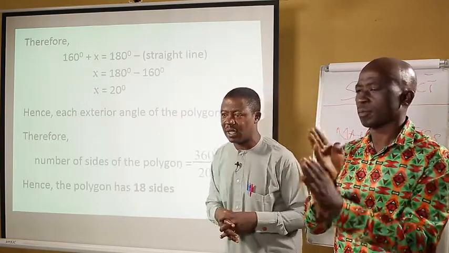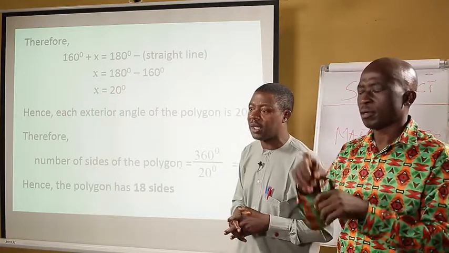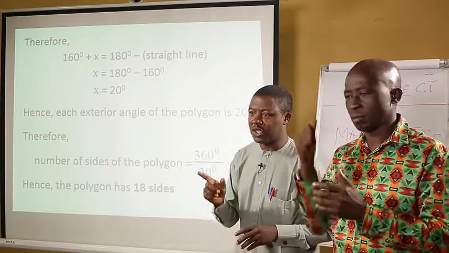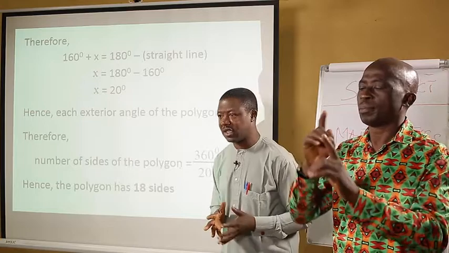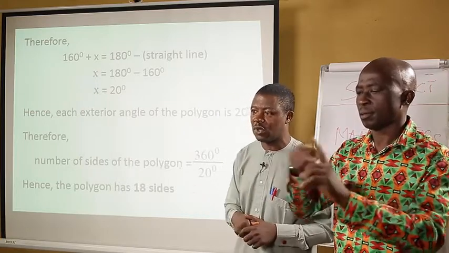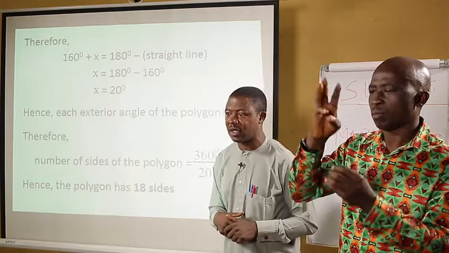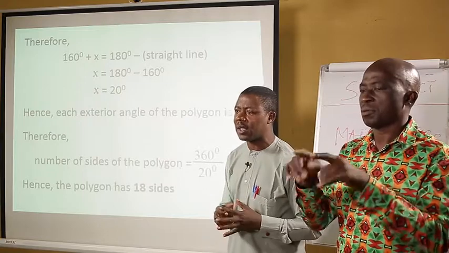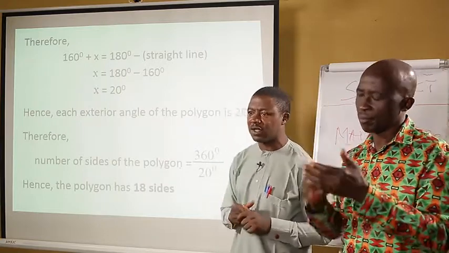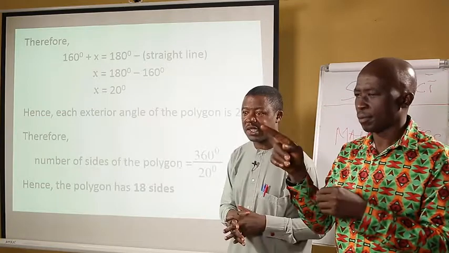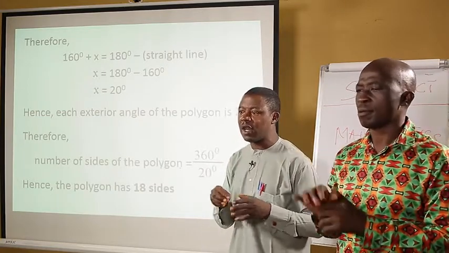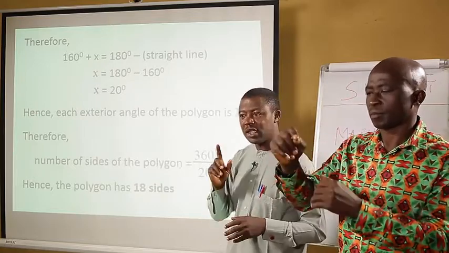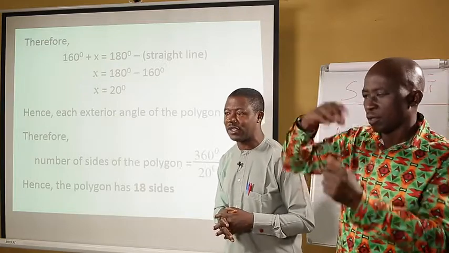Now, by collecting like terms, our x will be 180 degrees minus 160 degrees, because positive becomes negative and negative becomes positive. In this case, it is plus 160 going to the right-hand side, it becomes minus 160. Simplifying 180 degrees minus 160 degrees gives me 20 degrees. So in this case, each exterior angle is 20 degrees.